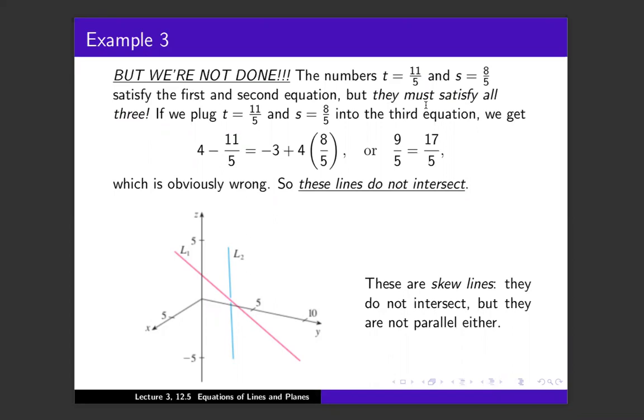They're what are called skew lines. They don't intersect, but they're not parallel either. So that's what we're working with in this case. So we'll stop there for now, and then we'll pick up part 2 as the next video.